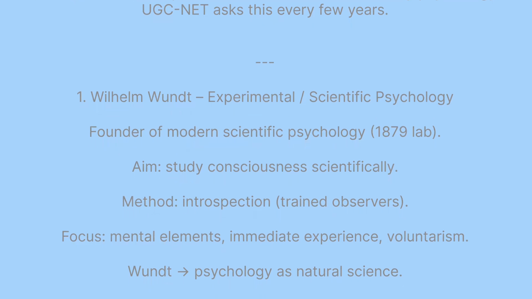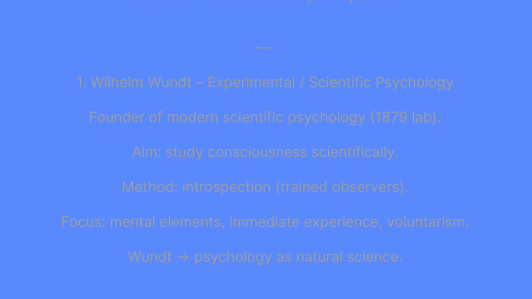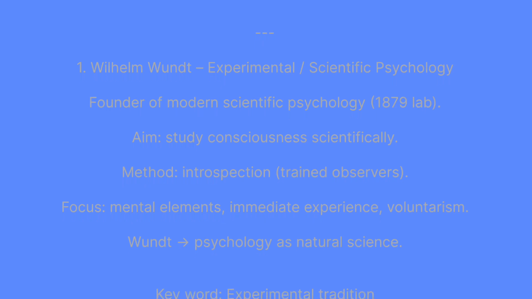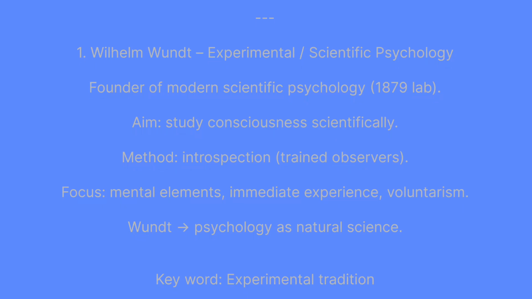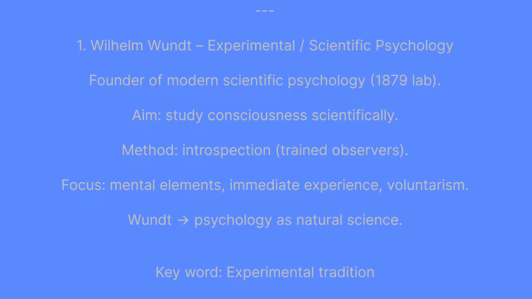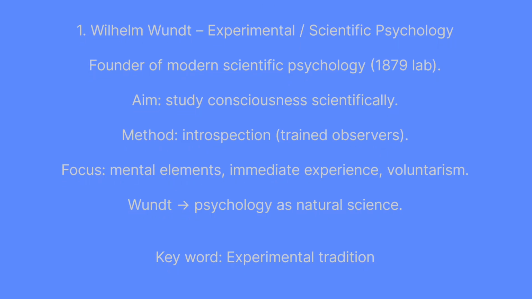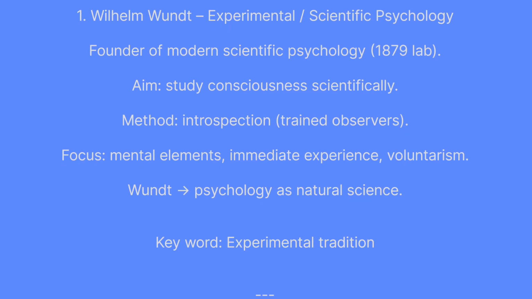And what was the focus here? The focus was on mental elements, okay? And there was immediate experience, like voluntarism. Wundt even said that psychology is a natural science, okay? He is saying that it is a part of science and it is very natural. So the keyword for this topic is experimental tradition. Many traditions are there, and this is part of the experimental tradition, okay?